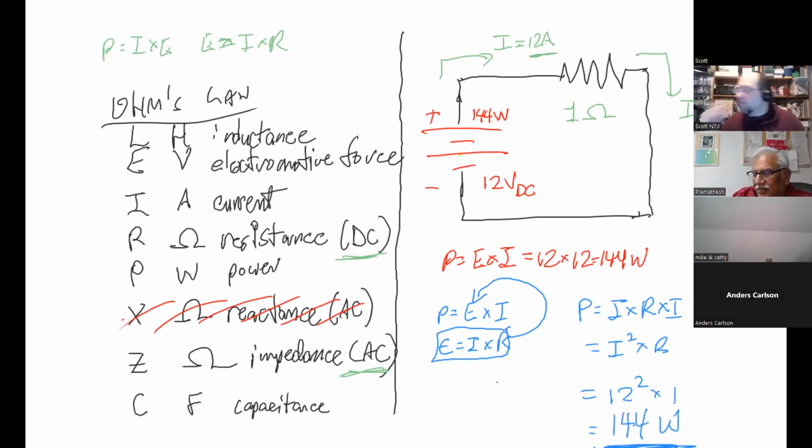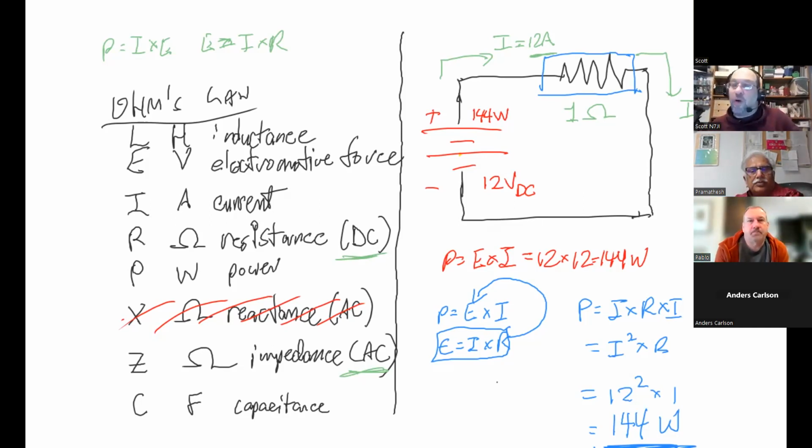Okay. So here we go. Now, if we were to rate this resistor and give it a power rating, what would our minimum power rating of that resistor be? It should be 144 watts. It's going to be measured in power. So now, what if this resistor was rated 1 ohm at 100 watts? What would happen to that resistor? It would slowly burn up.